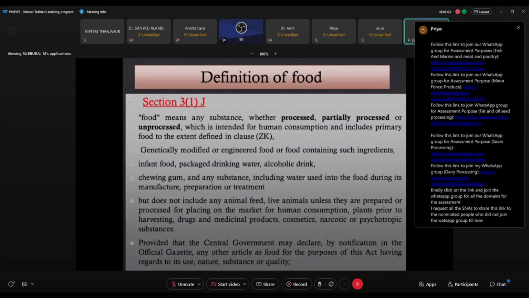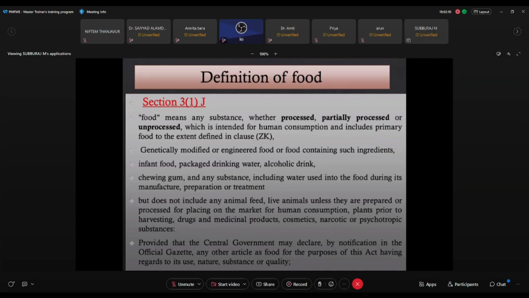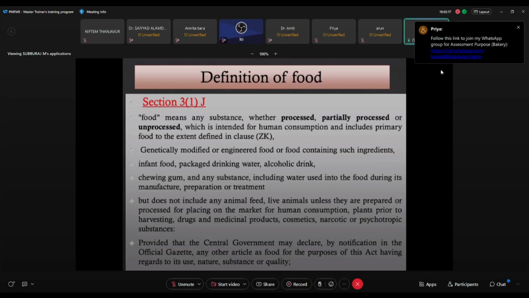Let us see what is food. In the Food Safety and Standards Act, it is very clearly told in section 3(1)(j) what is food. There are 19 descriptions mentioned in section 3(1)(j). There is a 19 variety of food. It told that whether the substance is processed, partially processed, or unprocessed, which is intended for human consumption. That means it is completely covered. Moreover, for further clarification, it told that genetically modified food and organic foods, infant food, packaged drinking water, even alcoholic drink, and chewing gum. You see the chewing gum, we are not eating the chewing gum, just putting it in our mouth only. The pan masala, all other things, that is also coming in this one. So that is also coming under food.